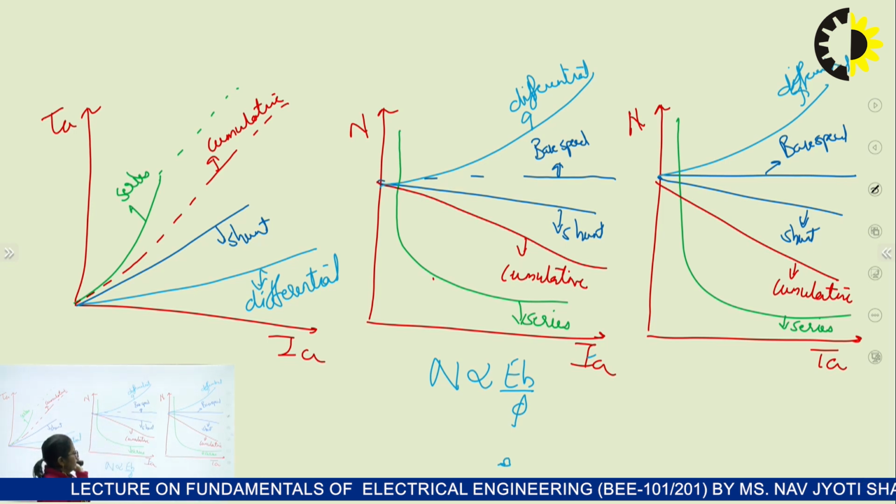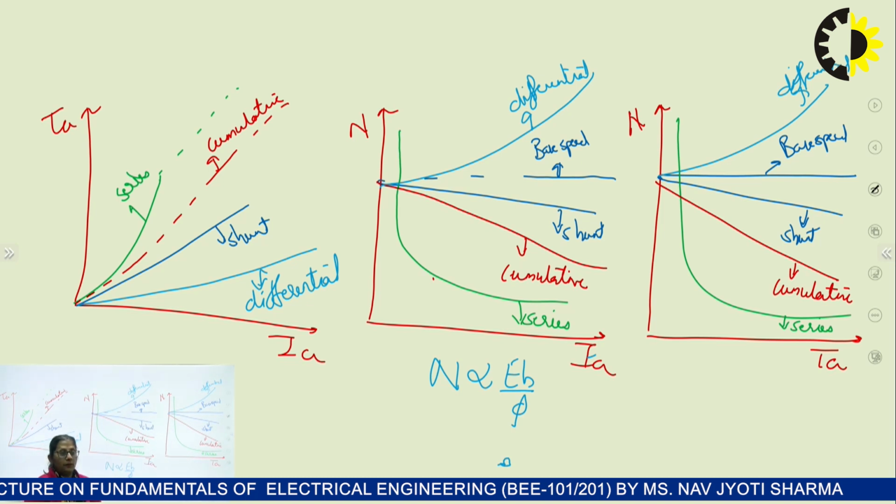So these are the characteristics for the DC motor. All the 4 types of characteristics have been studied: series, shunt, cumulative and differential. Based upon these characteristics, we can give the applications of individual motors, right?